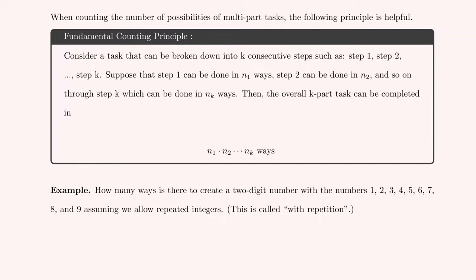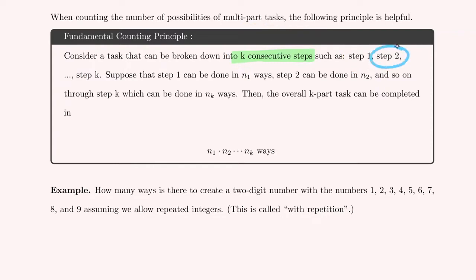So the definition begins by saying, consider a task that could be broken down into k consecutive steps. So here k is just representing any number that applies to that particular problem. And by consecutive steps, we mean we could do the first thing, then the second thing, the third thing, and so on and so forth. So in our example, we have step 1, step 2, all the way up to step k. And suppose for those individual k steps, we know that step 1 could be done in n sub 1 ways. So you knew exactly how many ways step 1 could occur.